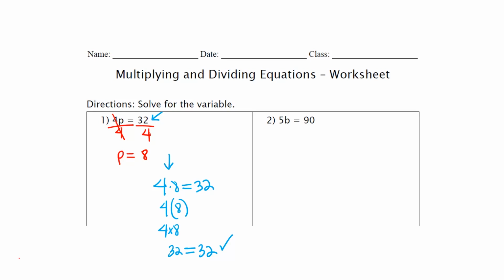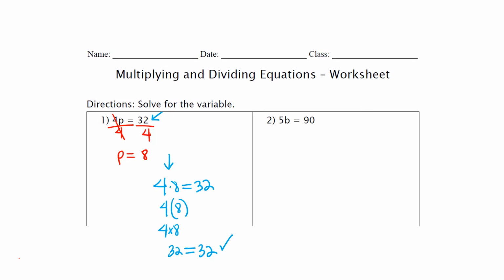For example number 2, I have the problem 5b equals 90. This is saying 5 times some number that I don't know yet equals 90. If you remember, I said we have to use the inverse operation to move things around so that we can isolate our variable. Right now on the left side of the equal sign with our variable b is the number 5. The relationship the 5 and the b have with each other is multiplication right now.